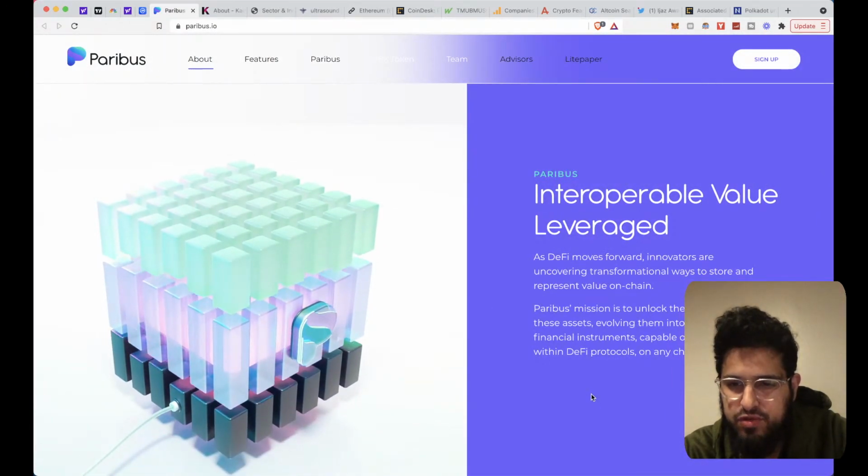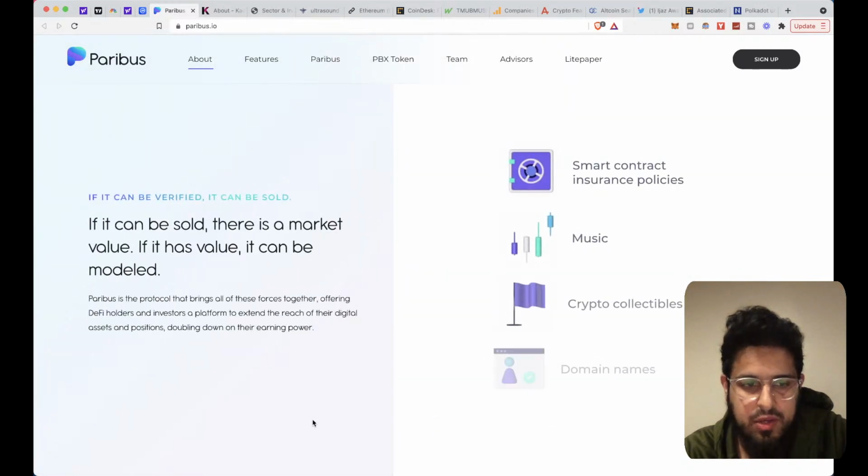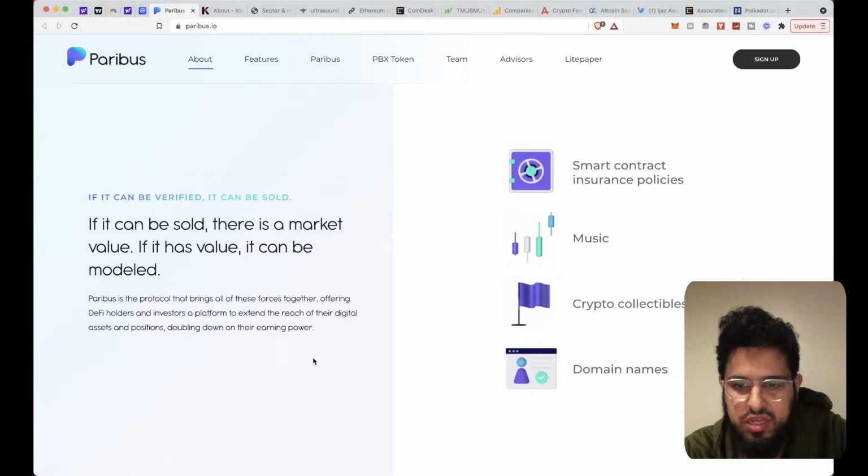As DeFi moves forward, innovators are uncovering transformational ways to store and represent value on a chain. DeFi is consuming the traditional investment landscape and bringing new utility to areas that have remained unchanged for decades. Liquidity positions, smart contracts, music, crypto collectibles, domain names. If it can be sold, there is a market value. If it has value, it can be modeled. Paribas is the protocol that brings all of these forces together, offering DeFi holders and investors a platform to extend the reach of their assets and positions, doubling down on their earning power.